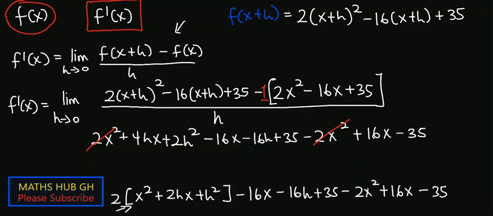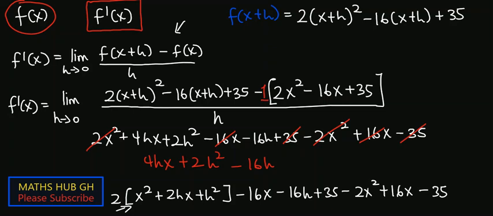And then we have 16x here, and then we have plus 16x. That's also going to give us 0. Then we have 35 minus 35. That will also give us 0. So at the end, we are going to have 4hx plus 2h squared minus 16h. This is what you are going to have for the numerator.